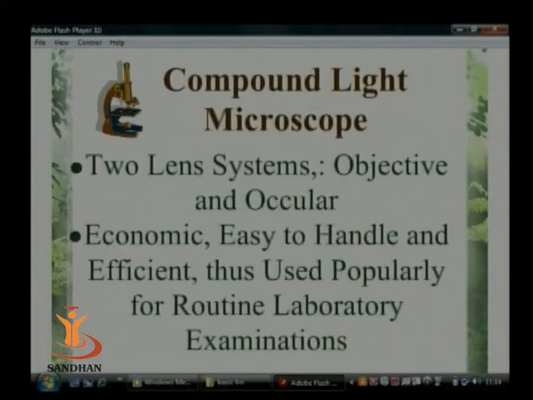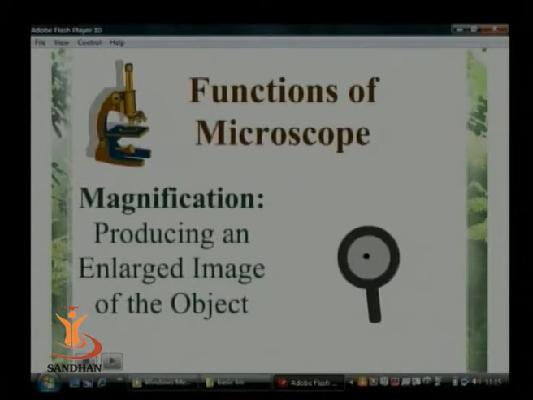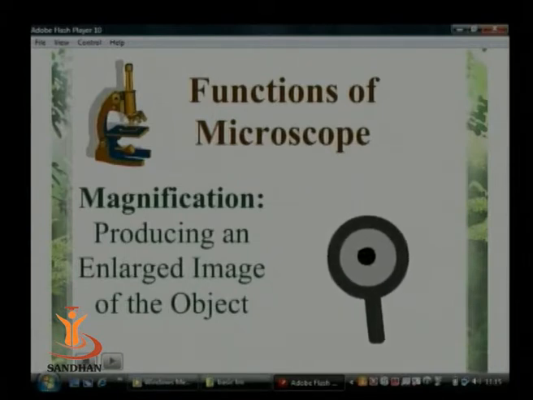Now, the next slide will show us the basic functions of the compound light microscope, what its construction is, and how we get the magnification. As all of you know, the compound light microscope, which is used in routine laboratory work, consists of two lens systems. One is fitted in the objective and is referred to as the objective lens. The other one is the ocular lens, which is fitted in the eyepiece of the microscope. The compound light microscope is very economic, easy to handle, efficient, and thus used popularly for routine laboratory examinations. Now, let us see the basic functions of the microscope. As you can see in the slide, the first function of the microscope is magnification.